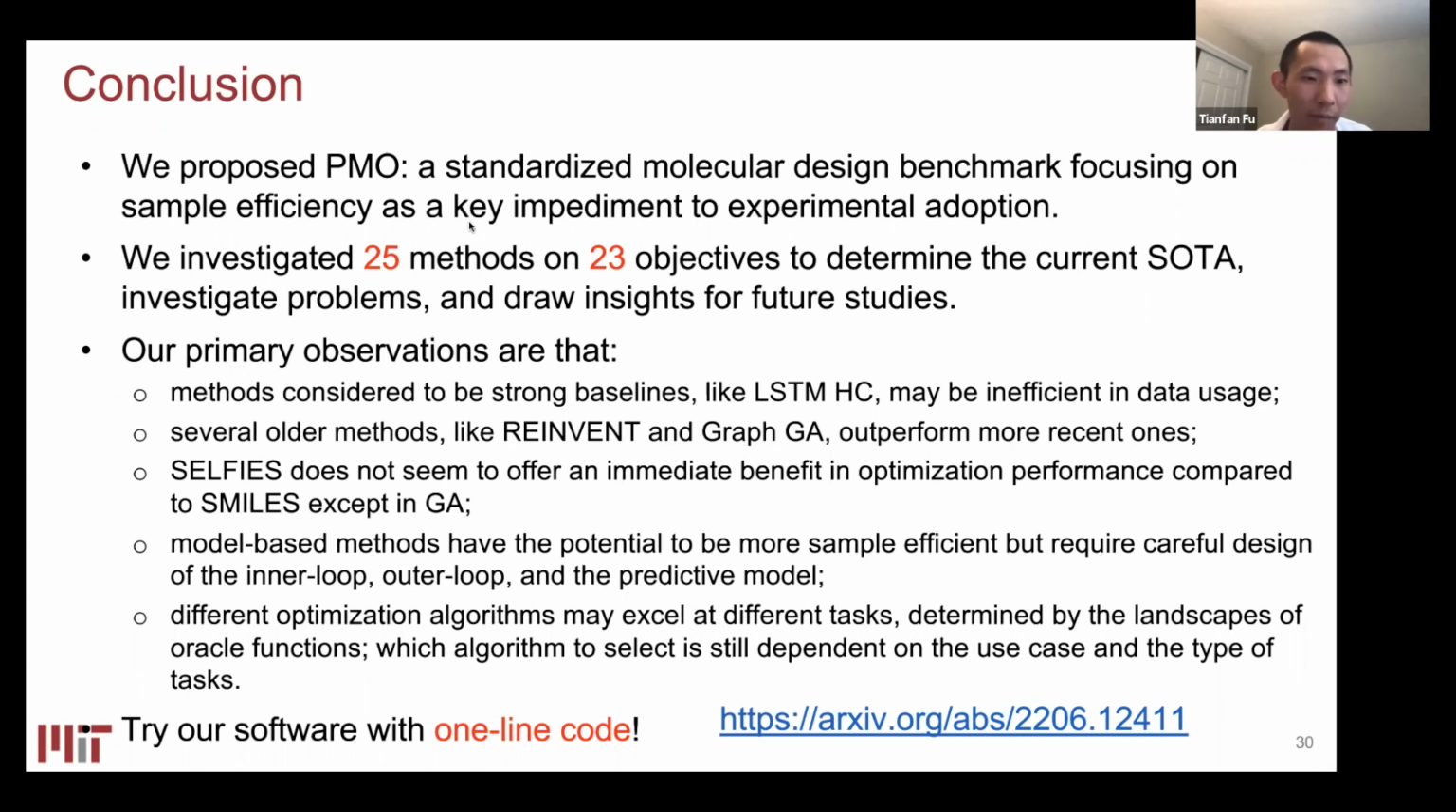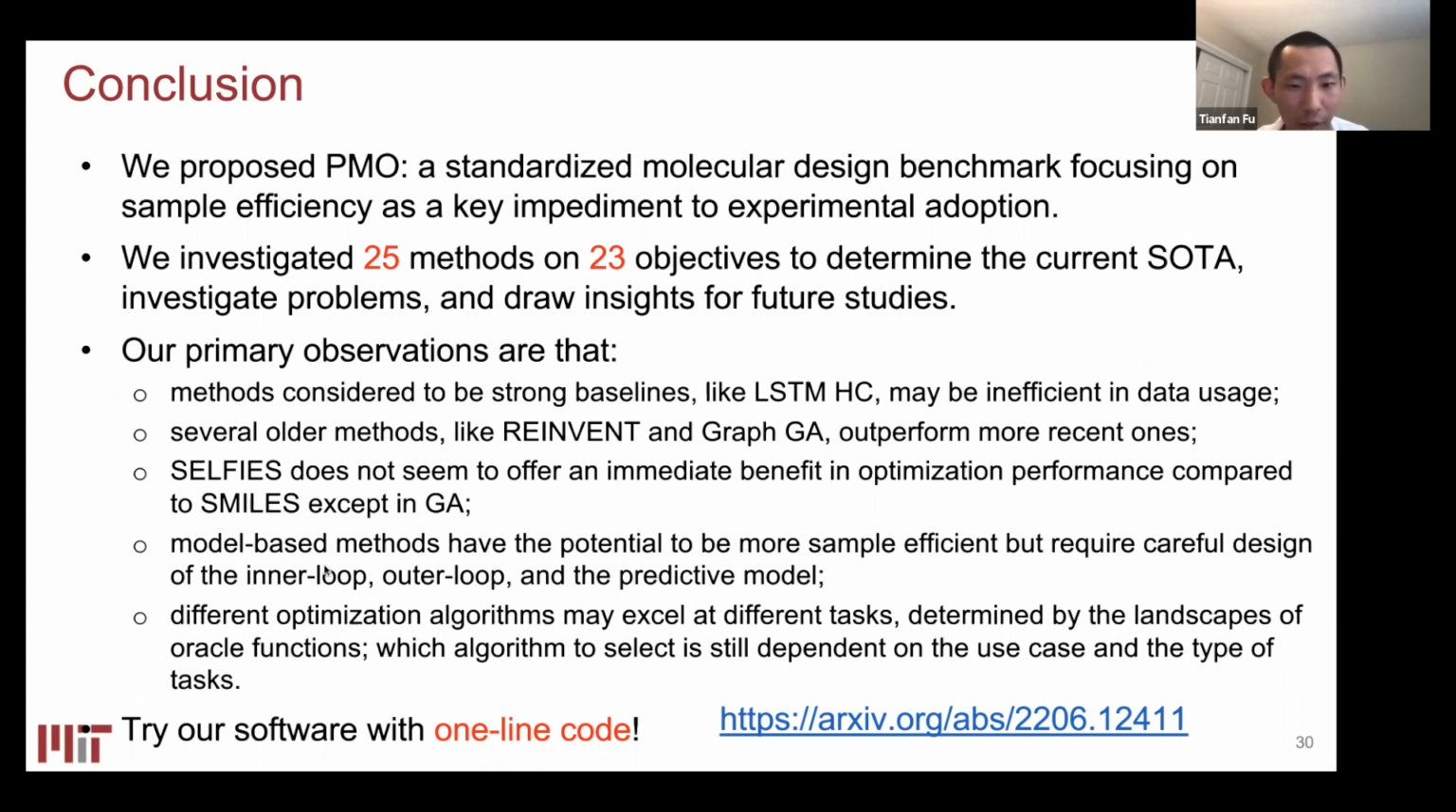Firstly, methods considered to be strong baselines, like LSTM-based hill climbing, may be inefficient in data usage. Also, some older methods like REINVENT and graph-level genetic algorithm outperform the recent methods. Also, we find SELFIES do not seem to offer an immediate benefit in optimization performance compared to SMILES strings, except in genetic algorithm.